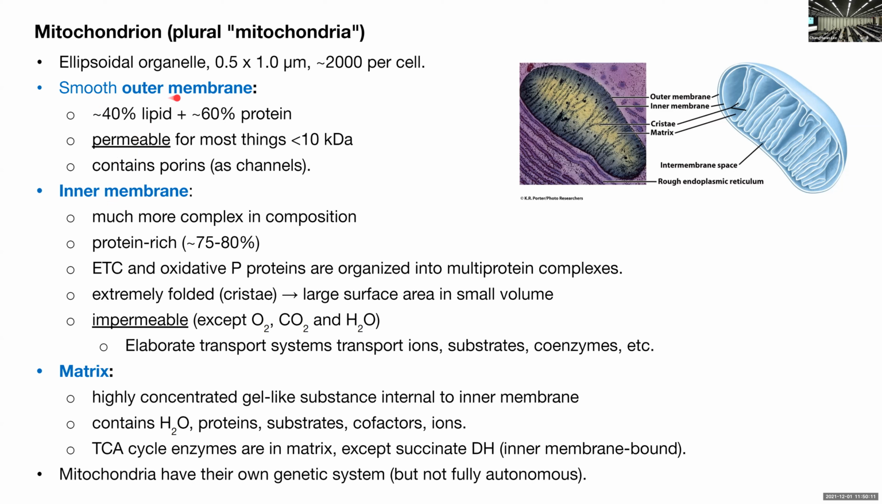The smooth outer membrane has a relatively low composition of protein, so 60% protein and 40% lipids. So that's why it's quite smooth. As you can imagine, the lipid bilayer is pretty smooth, right? And it's permeable for most of the things that are smaller than 10 kilodaltons. So ions can go through for sure, as well as small molecules, water molecules for sure, methane and stuff like that.